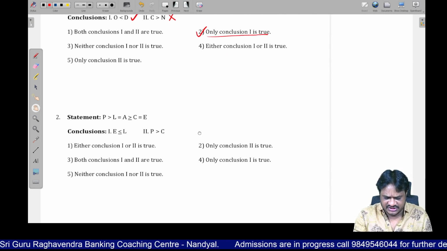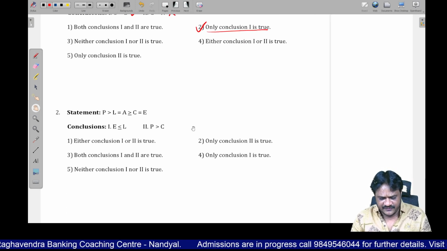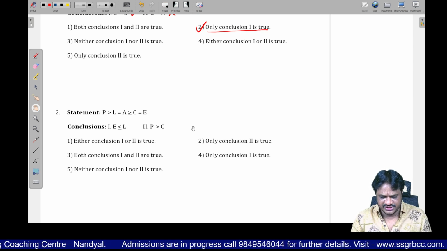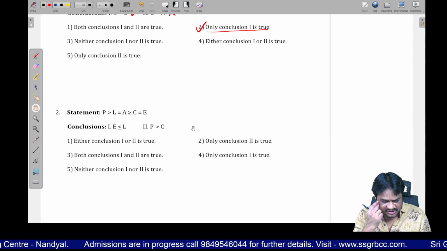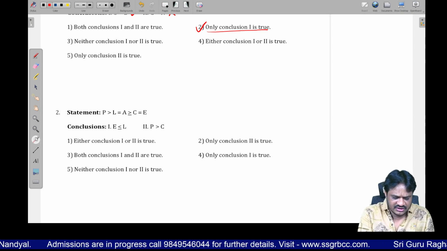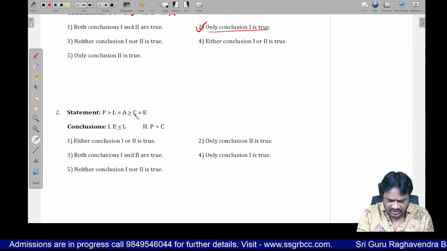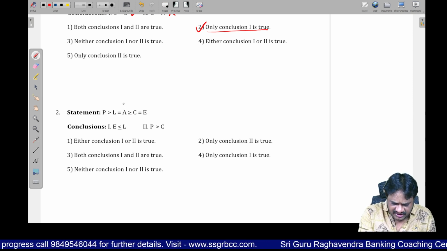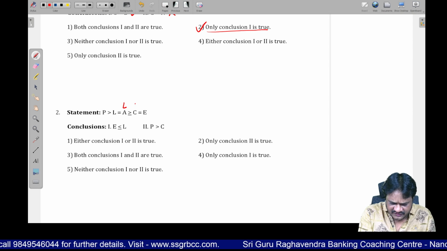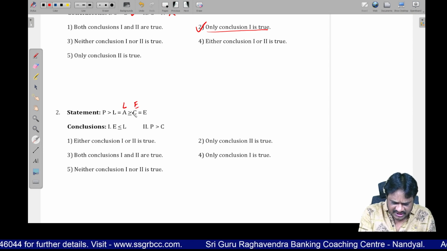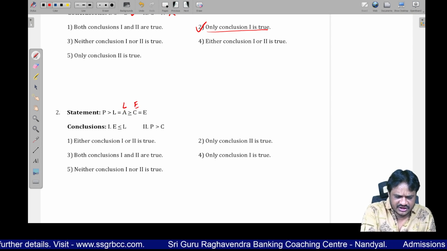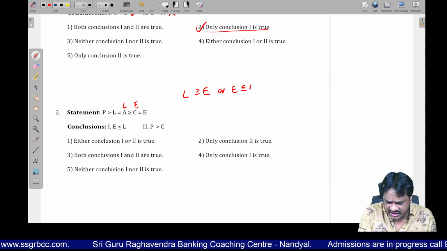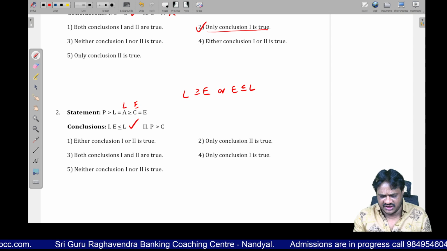Let us see the next question. P greater than L, L is equal to A greater than or equal to C, and C is equal to E. First conclusion, E less than or equal to L. Now observe this one carefully. From L to E, the symbol in between is greater than or equal. That means instead of A you can write L, instead of C you can write E. Between L and E the symbol is greater than or equal. Therefore, we can say L greater than or equal to E or E less than or equal to L. Therefore, first one definitely follows.